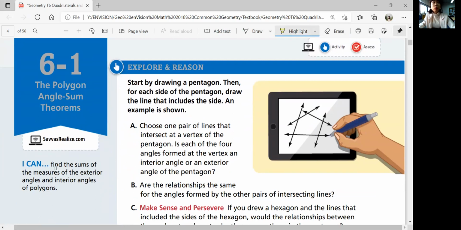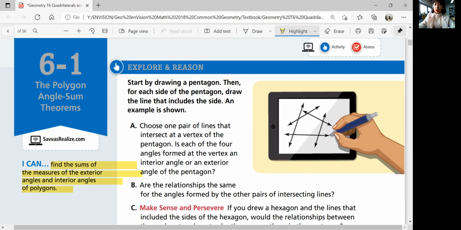In this lesson, we'll be able to find the sums of the measures of the exterior angles and interior angles of polygons. Let's look at explore and reason. Start by drawing a pentagon. It doesn't have to be a regular pentagon. Draw any type of pentagon. Then for each side of the pentagon, which has 5 sides, draw a line that includes the side. An example is shown. So after you draw a pentagon, you will draw an extension to the side so that it becomes lines.